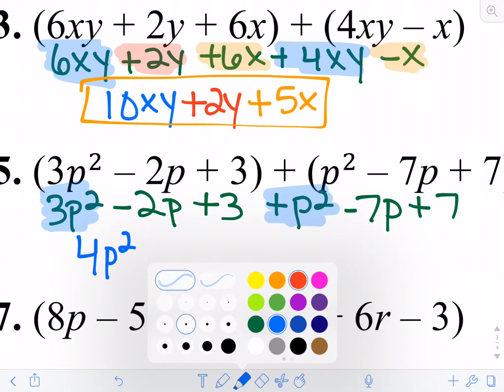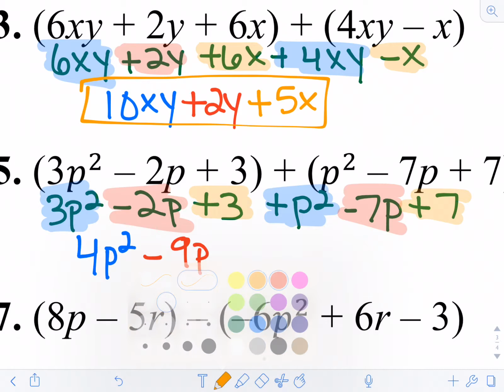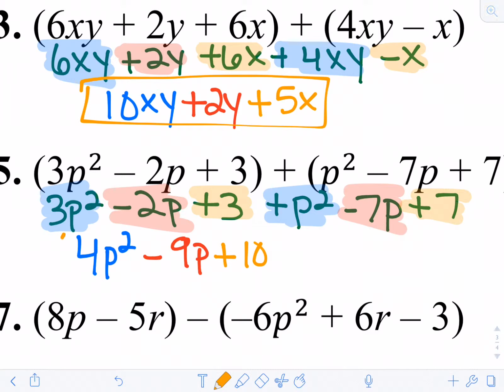Then I have a negative 2p here. I have a negative 7p here. Negative 2 and negative 7, that gives me negative 9p. And then the last thing that I have is a plus 3 here and a plus 7 here. 3 plus 7 is 10, so plus 10. Again, there's nothing else I can simplify or combine, so that's my final answer.